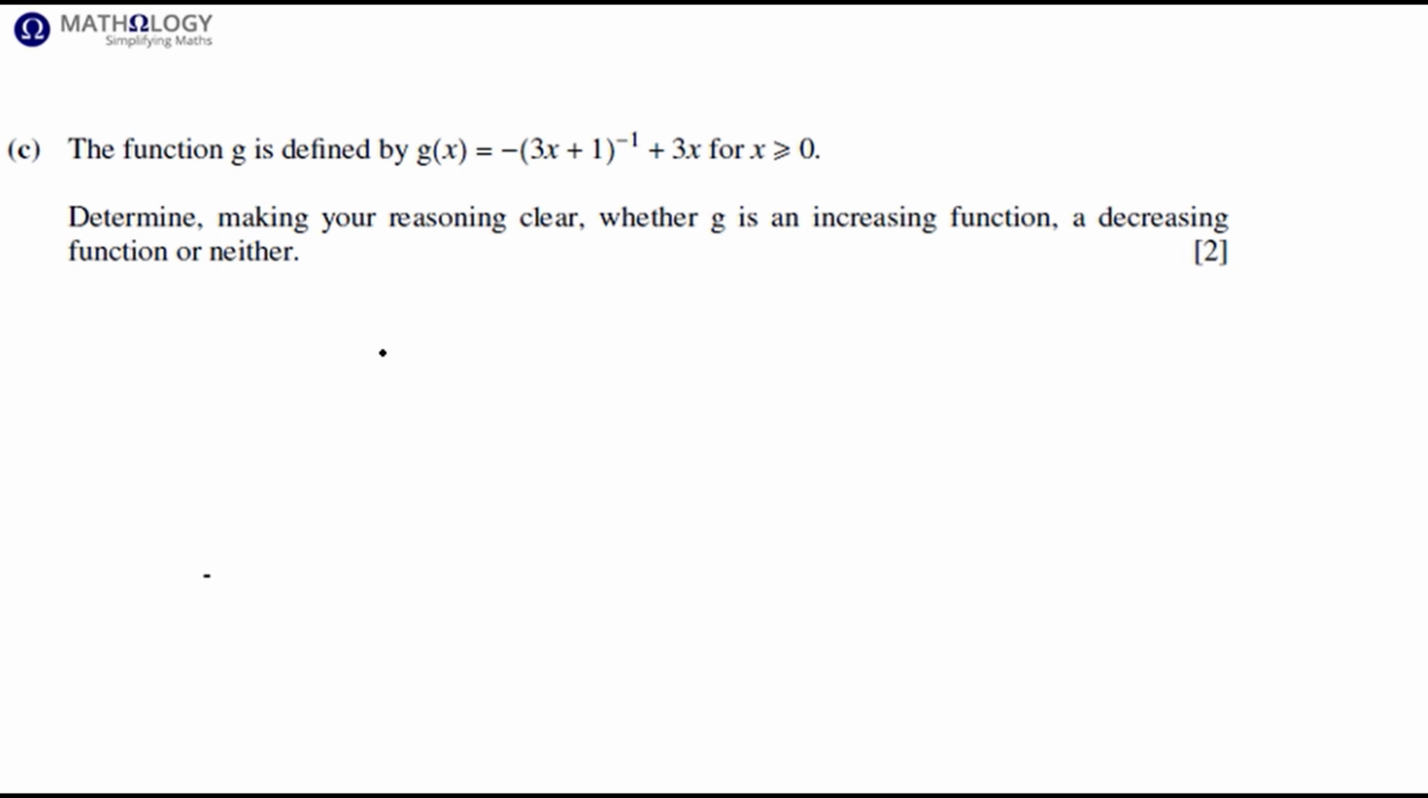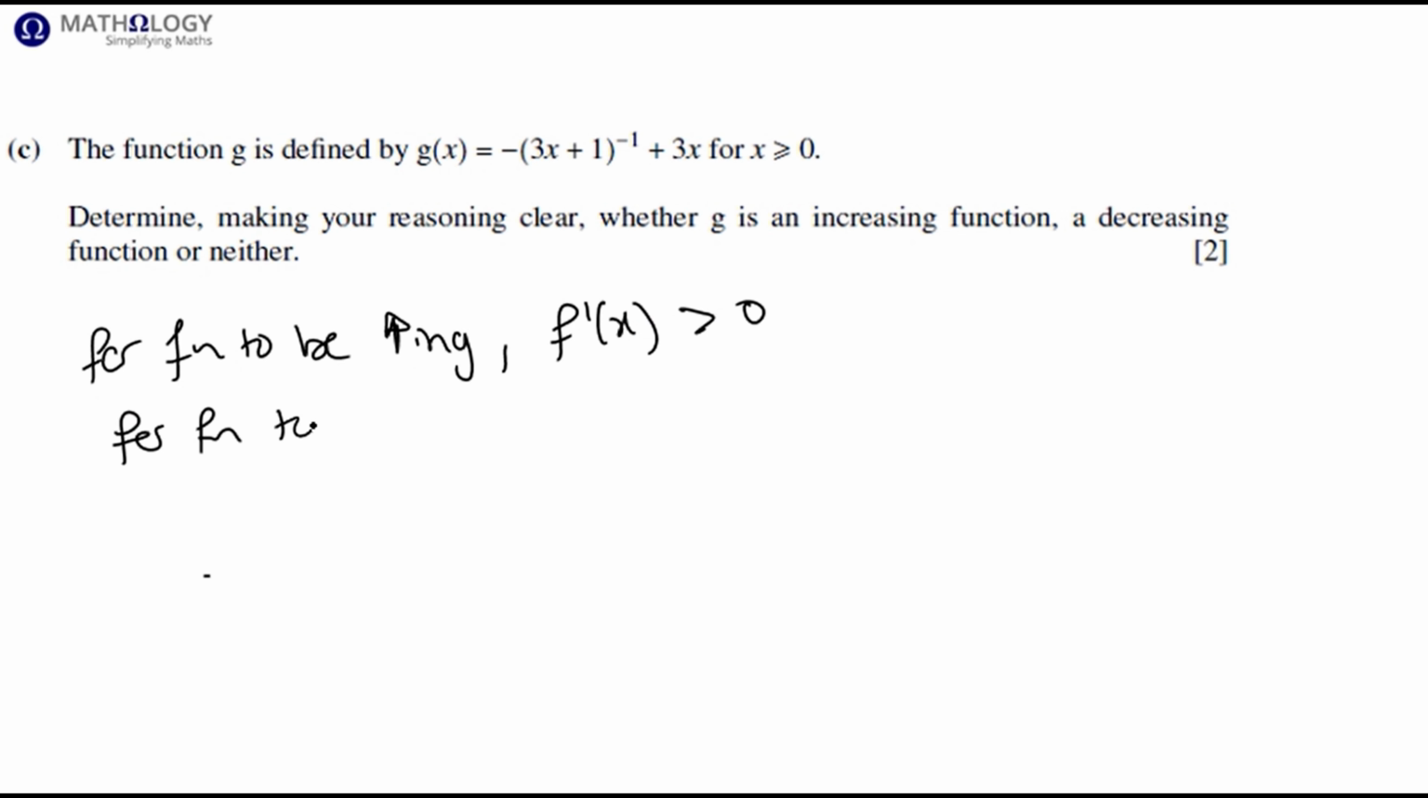Next, the function g is defined by g of x equals minus (3x plus 1) to the minus 1, plus 3x, for x greater than or equal to 0. Determine whether g is an increasing function, a decreasing function, or neither. Now, for a function to be increasing, the derivative function must be greater than 0. And for a function to be decreasing, the derivative function must be less than 0.